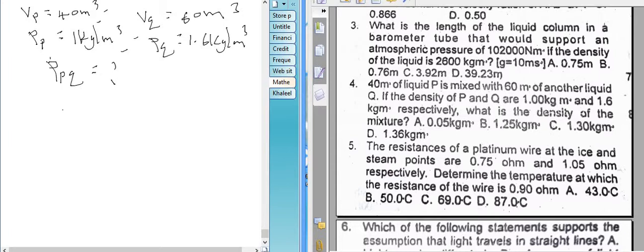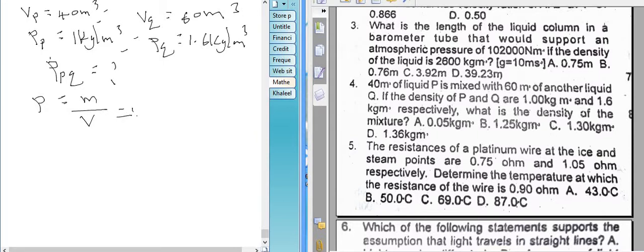To get the density of the mixture, we need to know the total mass and the total volume of the mixture. To get the total mass, we use the formula that density is equal to mass over volume. So we have mass and volume for each component. Let us find the mass of each component so that we can add to get the total mass, and we add the volumes to get the total volume.